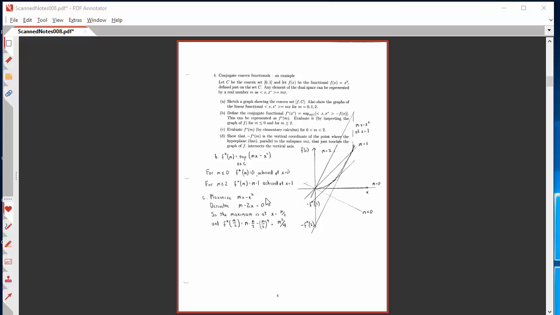In between 0 and 2, we have an honest-to-goodness calculus problem. We have to maximize the difference between mx, the linear functional, and x squared, which is f of x. Take the derivative with respect to x, set it equal to 0. Solve for x, we find the maximum is at x equals m over 2. And when we plug in the value there, m times x is m times m over 2. X squared is equal to m over 2 squared. The difference is m squared over 4.